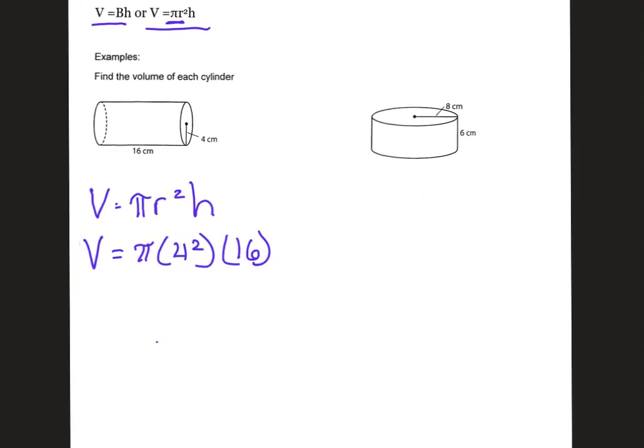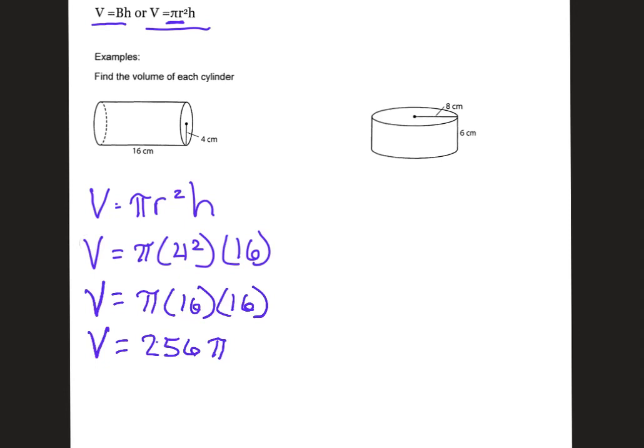I'm going to go ahead and simplify this. I'm going to take pi times 4 squared, which is 16, and I still need to take it times its height of 16. The first thing we're going to do is put everything with the answer of pi. So I'm going to take 16 times 16, which gives me 256 pi. And Mr. Durfee may have you leave it in terms of pi.